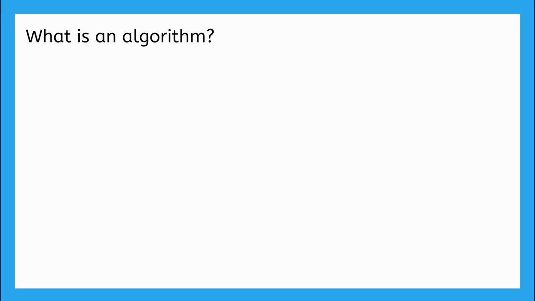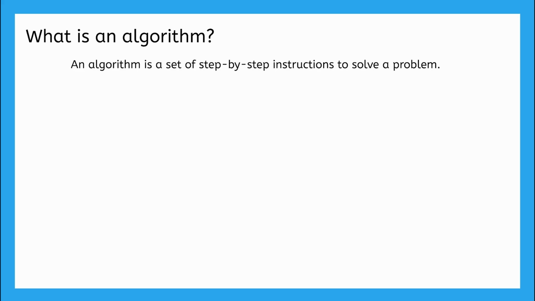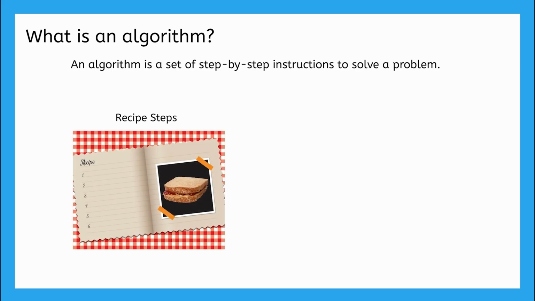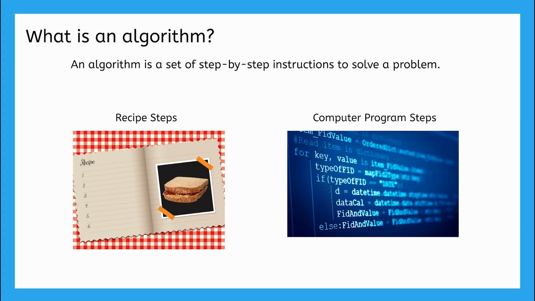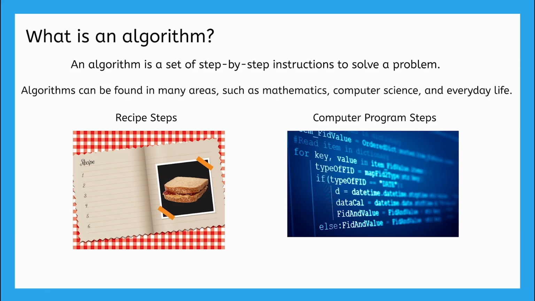So what exactly is an algorithm? An algorithm is a set of step-by-step instructions to solve a problem. Think of it as a recipe with steps that guide the computer through solving a problem. Just like a recipe helps you make a delicious dish, an algorithm helps a computer solve a task or complete a task. Algorithms can be found in many areas of study, including mathematics, computer science, and even everyday life, like the cooking example.